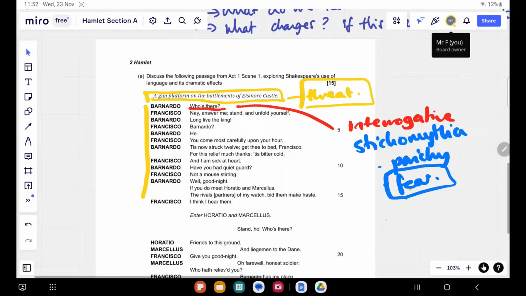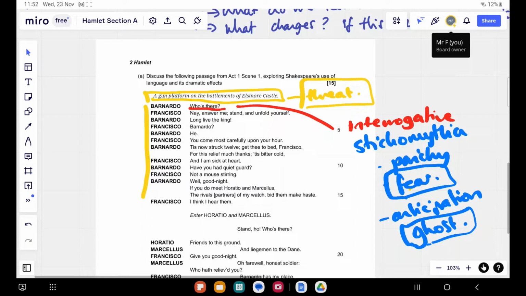That element of fear creates anticipation that something is not right, there's something worrying these soldiers, and because the audience is expecting the appearance of a ghost, eventually we will get an understanding that it's not an enemy without a physical form, but something even more terrifying. So here we're getting lots of challenges back and forth between these people. Who's there? Nay, answer me, stand and unfold yourself. Long live the king, Bernardo he. So here's that stichomythia, those rapid, short exchanges.